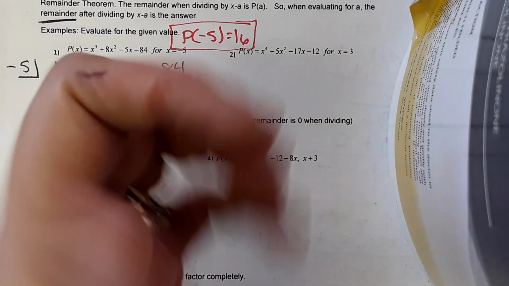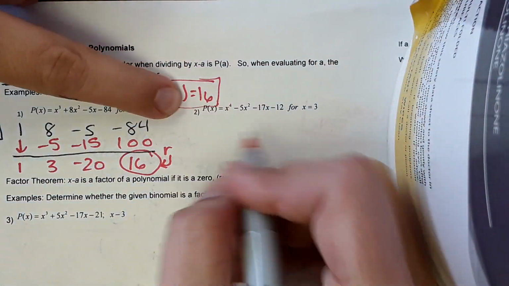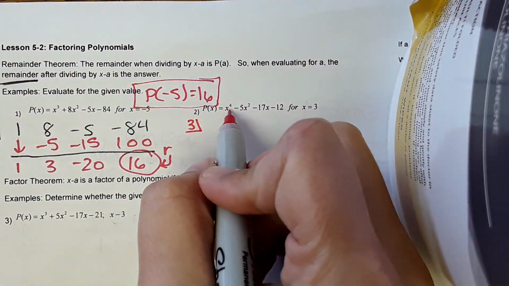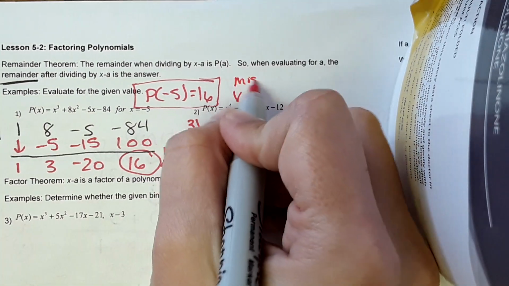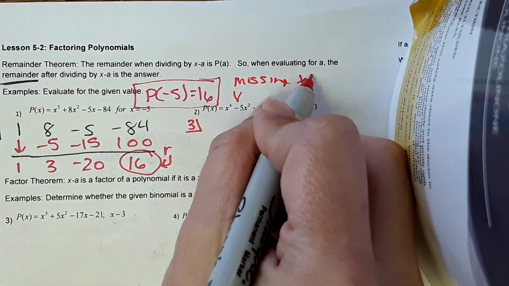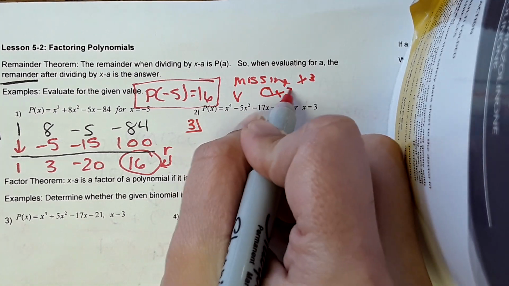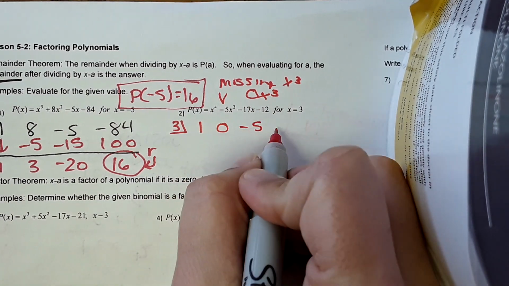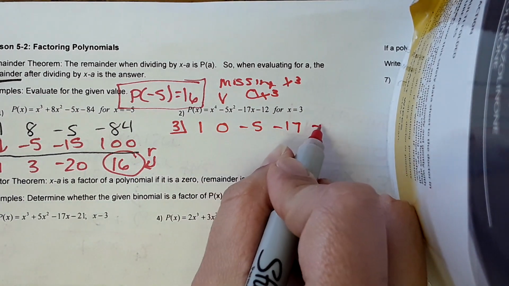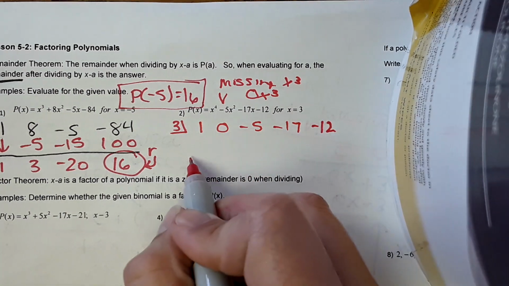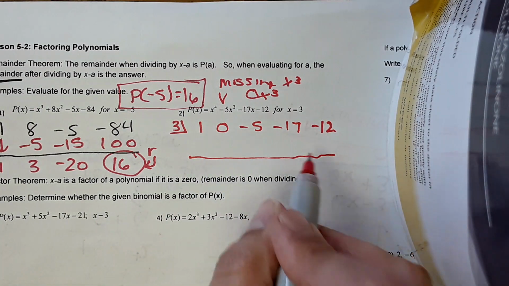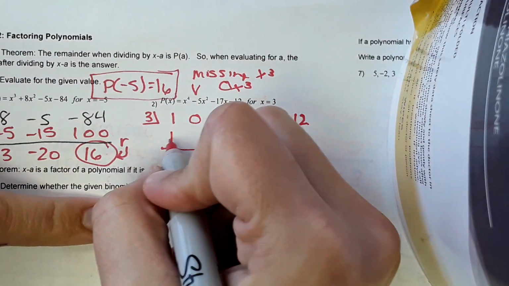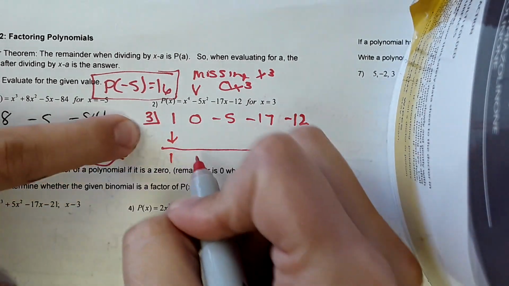Okay, so repeating the process for number 2. Our x is 3, so 3 goes in the box. Remember, if you're missing any terms, you need to fill in a 0, and this one's missing an x cubed. So we're going to fill in a 0 for x cubed. So we have a 1, then a 0, negative 5, negative 17, and negative 12. Okay, now repeating the same process, bring down that first number, then multiply by the number in the box.